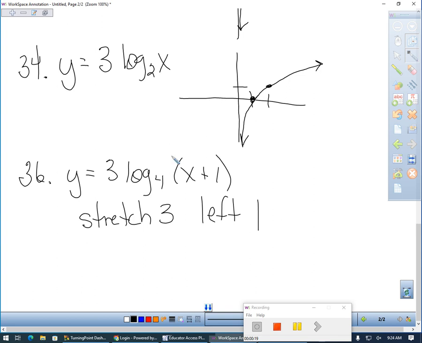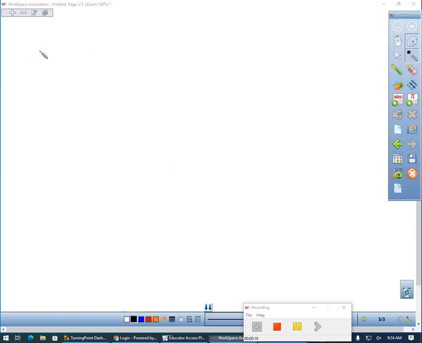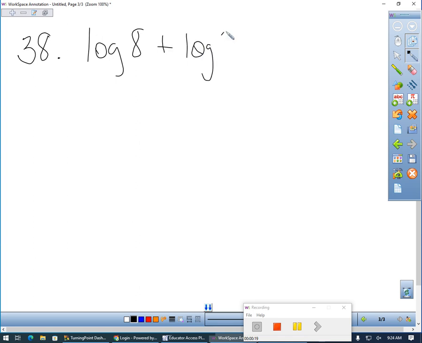All right, moving into the next section, 7.4. Number 38, we have log 8 plus log 3. In the log world, when we are adding, we are multiplying. So this is simply log 24.